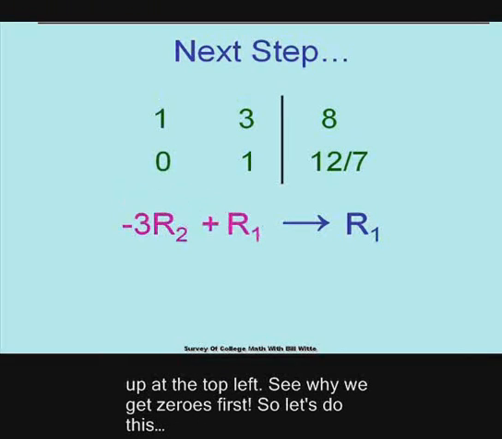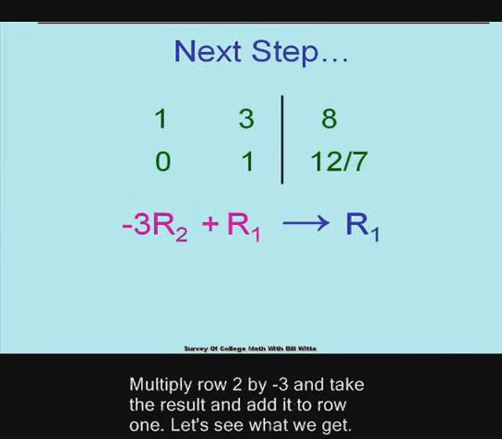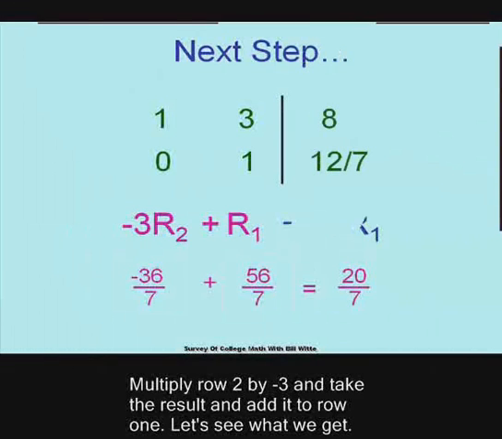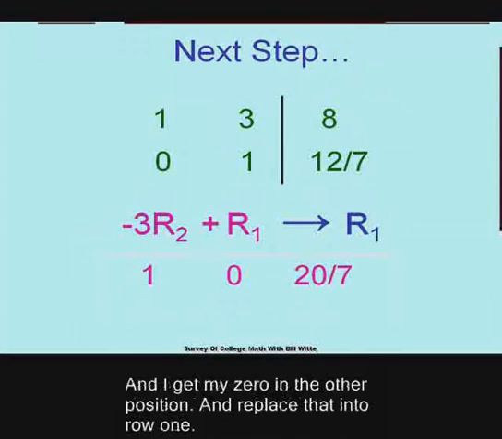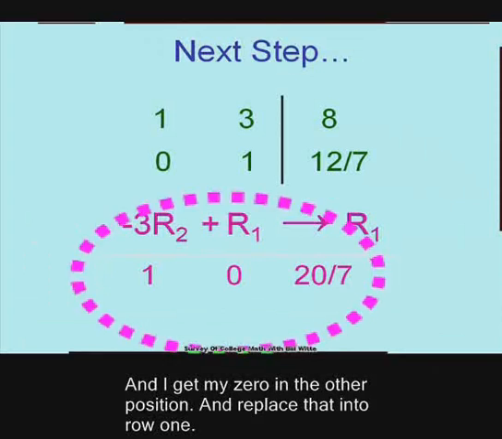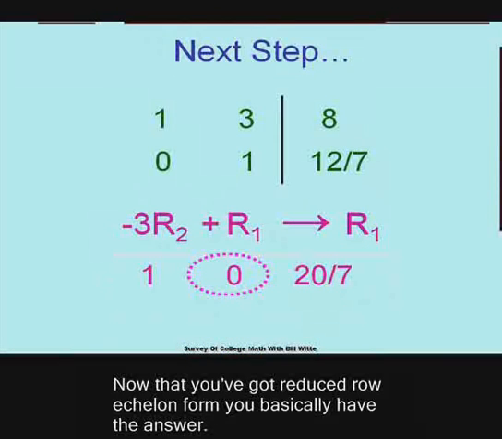So let's do this. Multiply row 2 by -3 and take the result and add it to row 1. Let's see what we get. 27ths. Of course, I get my 0 in the other position. And I'm going to replace that into row 1. And I love that because that's going to be a 0 right there.